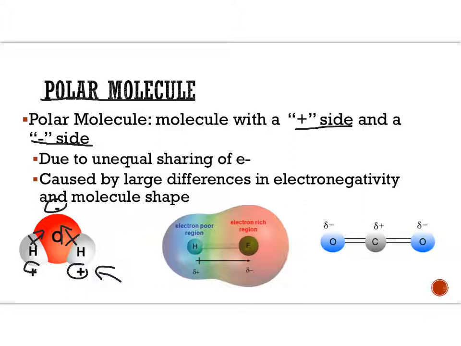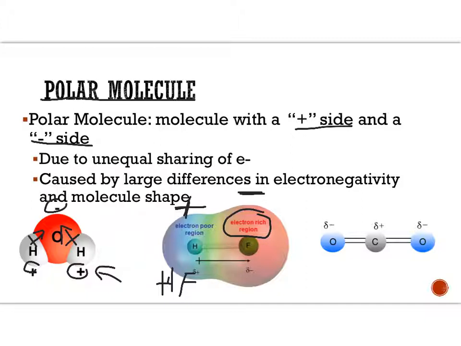Another example would be HF, or hydrofluoric acid. Fluorine is the most electronegative element, which means it's an electron hog. So around it is going to be what's called an electron-rich region. That means that side is going to be negatively charged because the electrons are going to spend most of their time there. And around the hydrogen is an electron-poor region, where it's going to be positively charged. That makes that a polar molecule.